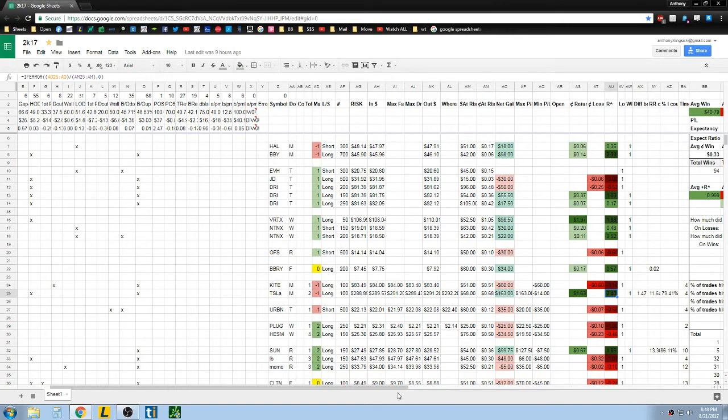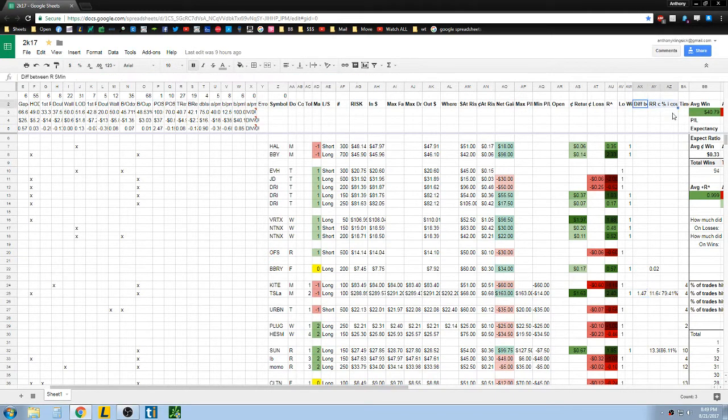The R, I definitely went over that in my last video, but I'm risking $50 to make $50, so that would mean I'm risking 1 R. So if I risk 50 and I make 200, I got 2 R. And if I risk 50 and I lose 50, then I got -1 R. Got a loss win.